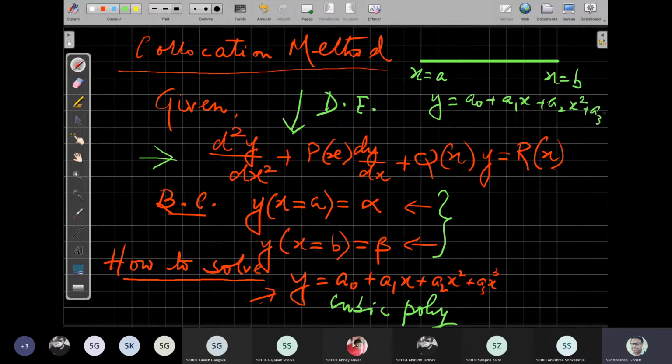I get the values of a0, a1, a2, and a3. So I get this a0, I get the value of a1, I get the value of a2, and I get the value of a3. Now, obviously, please understand this. This is very clear. This is going to be happening. Obviously, in this polynomial, there are how many unknowns? Can anybody tell me?